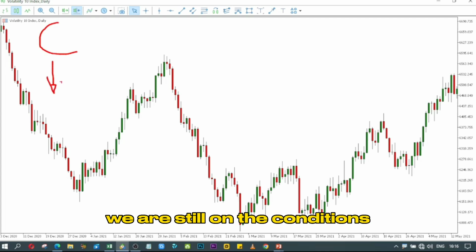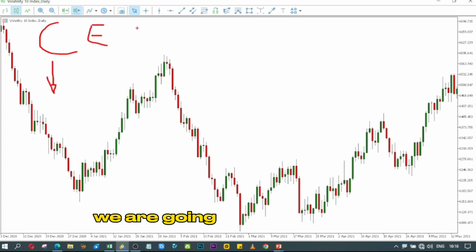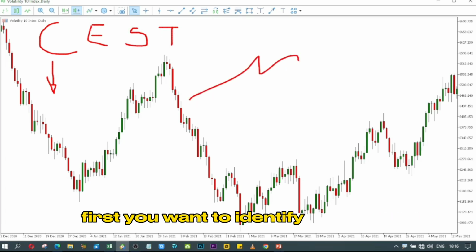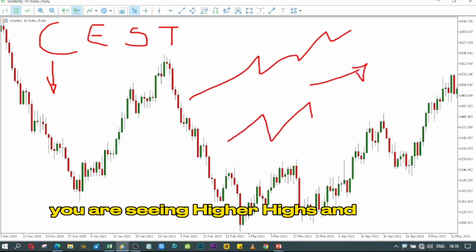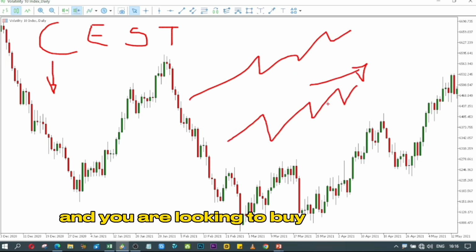We are going to go to the entry, we are going to go to the stops, we are going to go to the targets. So pay attention. On the conditions, first you want to identify the trend. So if the trend is up, you are seeing higher highs and higher lows, and you are looking to buy. At any point, you are always looking to buy.